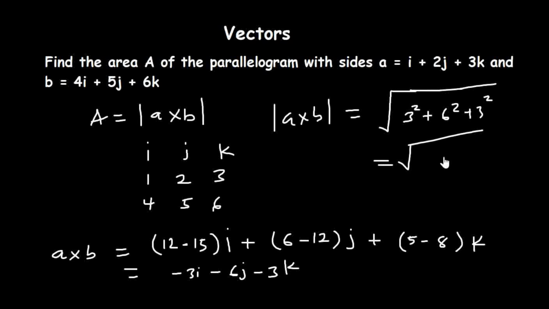So this gives me 3 squared plus 6 squared plus 3 squared, which is 54. Now let's take the square root of 54. That gives me 3 square root of 6. So this will be the area of the parallelogram. The first thing you have to do is find the cross product of the vectors, and after that, find the magnitude of the vector you get. So now let's look at the next question.